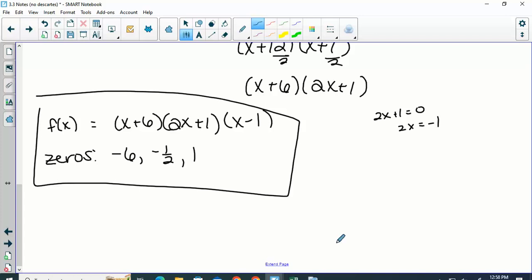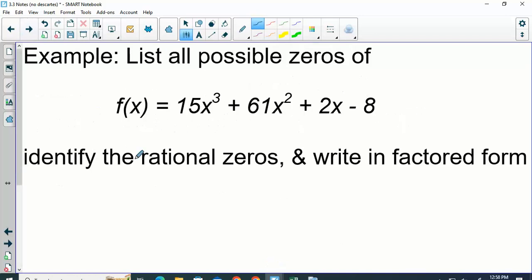Let's try one more for today, and then I'll let you guys start your homework, and we'll do some more tomorrow. All right, so possible zeros. I want P, Q, and the possible.